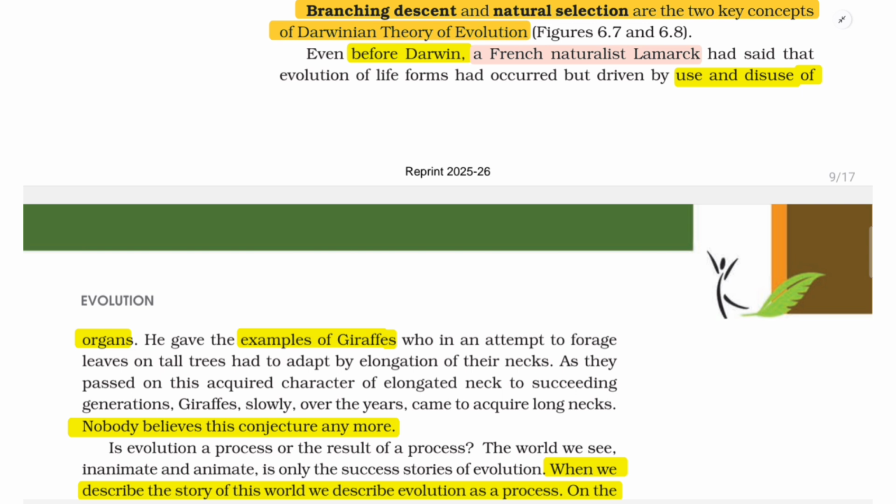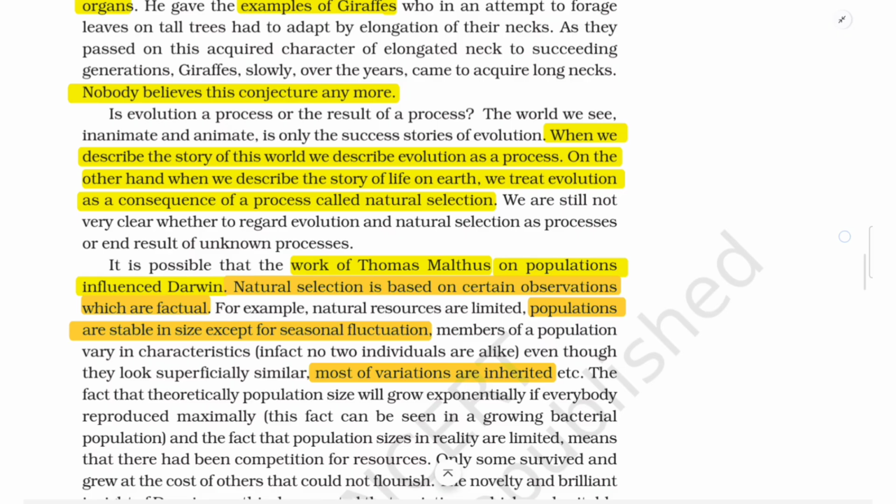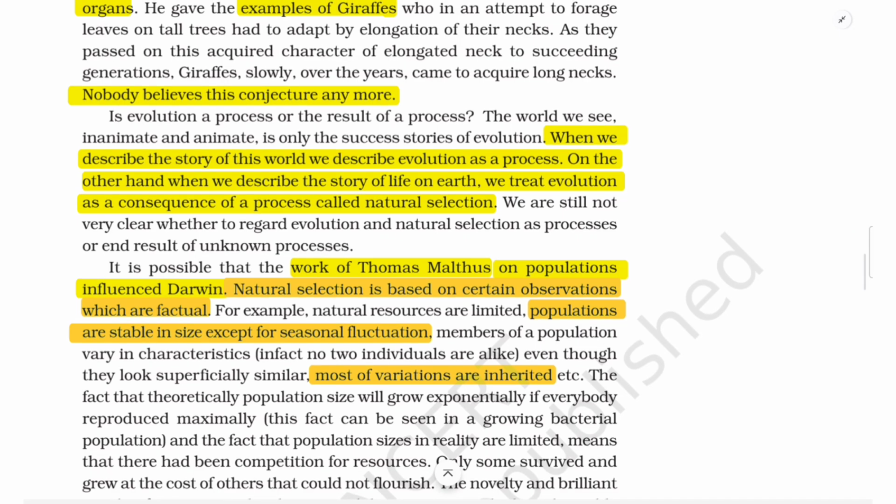Even before Darwin, a French naturalist, Lamarck, had said that evolution of life forms had occurred but driven by use and disuse of organs. He gave the examples of giraffes who, in an attempt to forage leaves on tall trees, had to adapt by elongation of their necks. As they passed on this acquired character of elongated neck to succeeding generations, giraffes slowly over the years came to acquire long necks. Nobody believes this conjecture anymore.